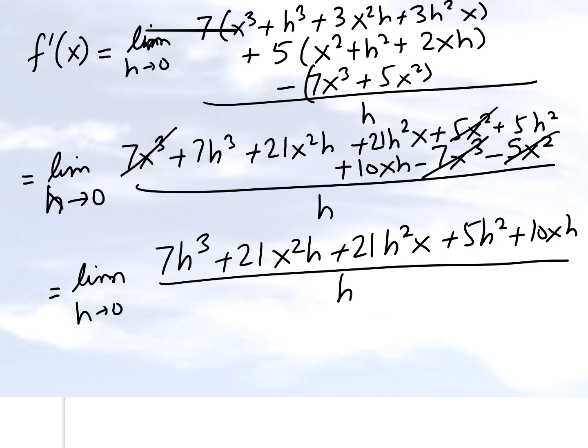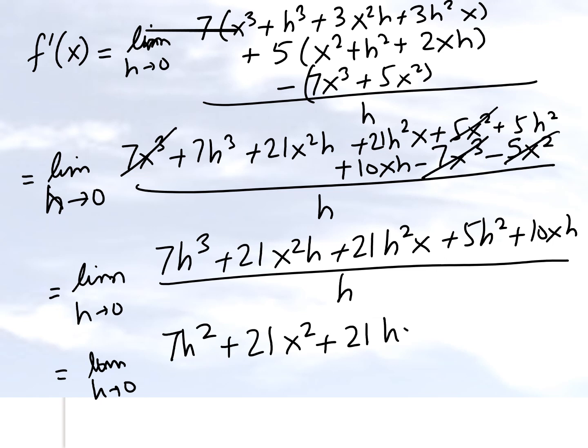And now what we can see is that if we divide the numerator and denominator by h, I'm going to get 7h squared here. I'm going to get 21x squared here. Then I'm going to get 21hx here. Then I'm going to get 5h here. I'm going to get 10x here, and I'll get 1 in the denominator. So that does not need to be taken care of.